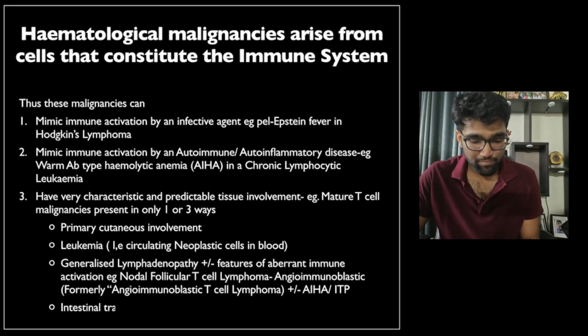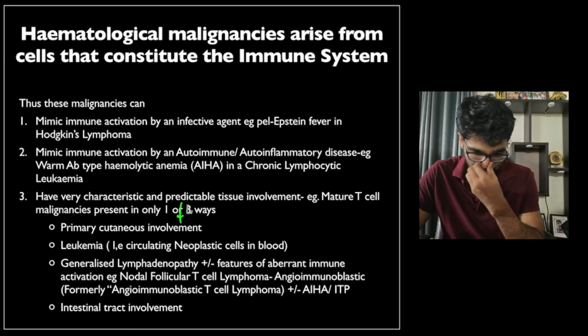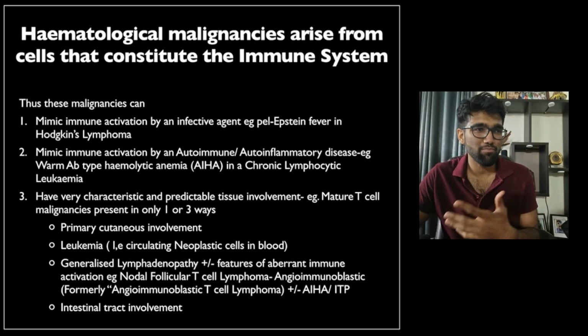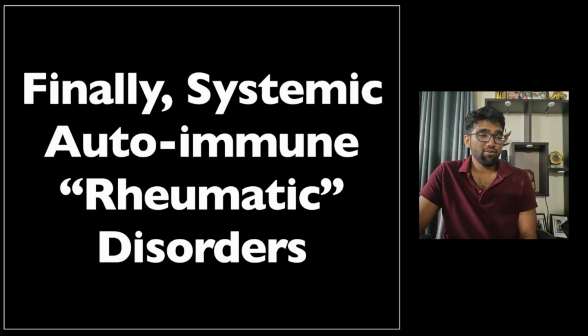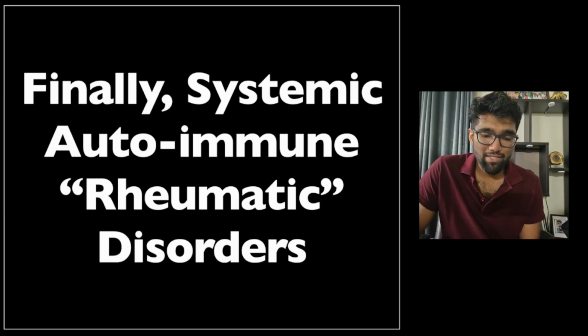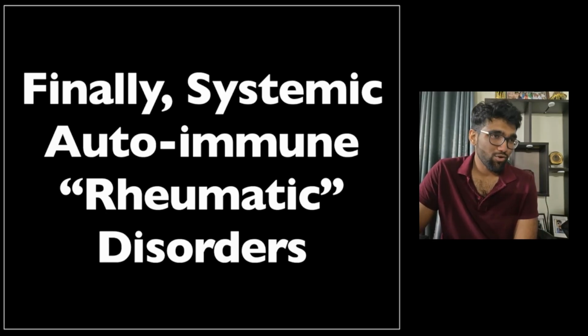Now, the last is one of four ways, sorry, four ways. That is the intestinal tract. We'll discuss why and how, and it will become apparent as we go into the details of how the immune system works. Now, finally, obviously, our deep understanding of the immune system allows us to understand the pathogenesis of systemic autoimmune "rheumatic" diseases, in quotes, because I don't really understand why they're called rheumatic diseases. So, systemic autoimmune diseases.